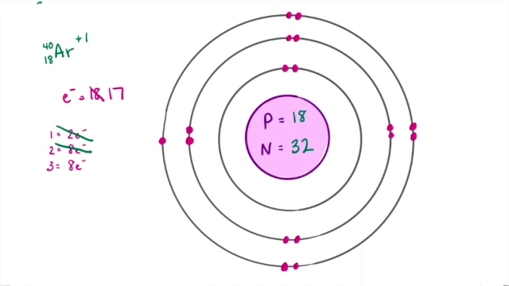So be aware of that. If it is an ion, make sure that you are looking at what the electron number should be before you start your Bohr model.